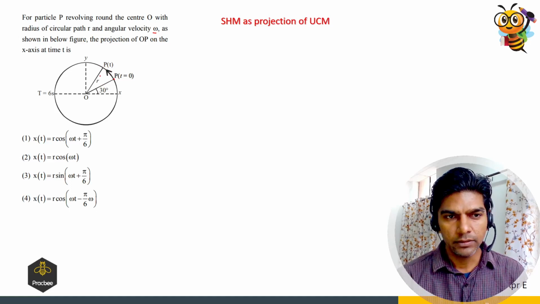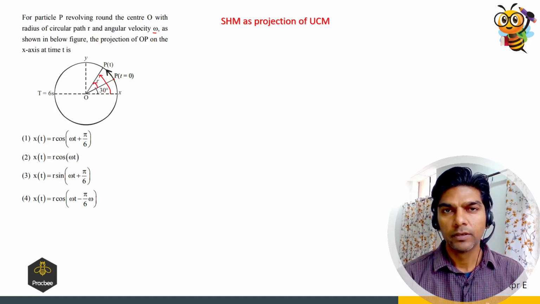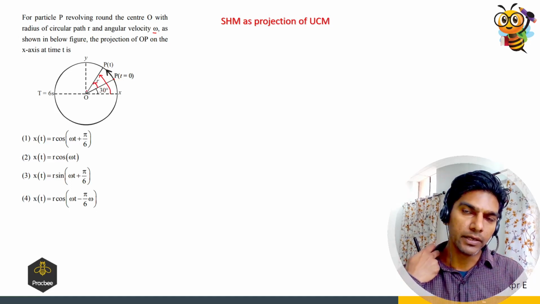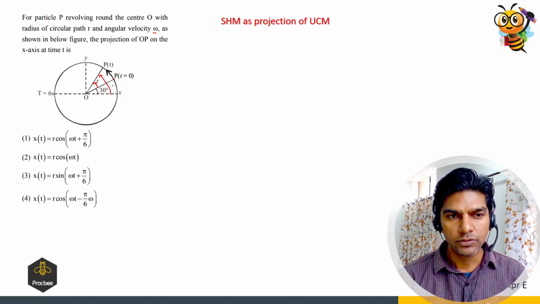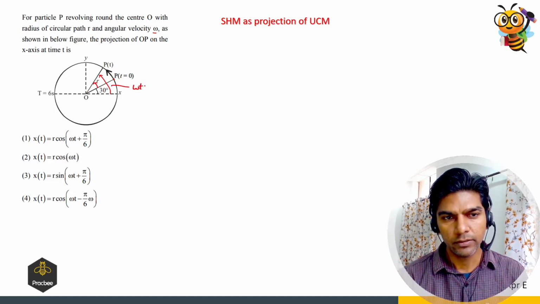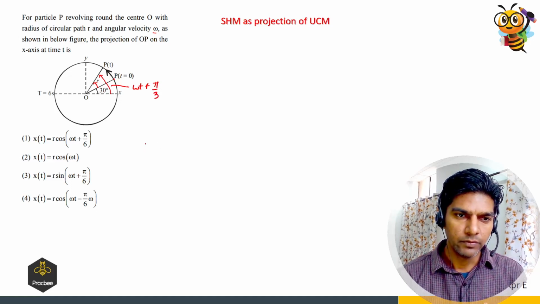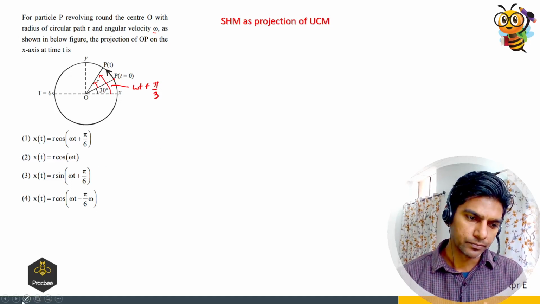So what is the angle? This total angle will be, let me call this 30 degrees, and this will be omega t, right? Because the angular displacement for the particle undergoing uniform circular motion will be omega t. So this total angle will be omega t plus 30 degrees, which is pi by 6. Now let us take the projection.